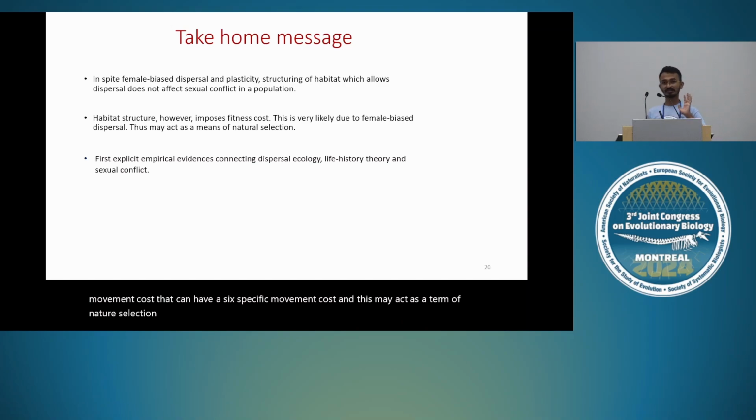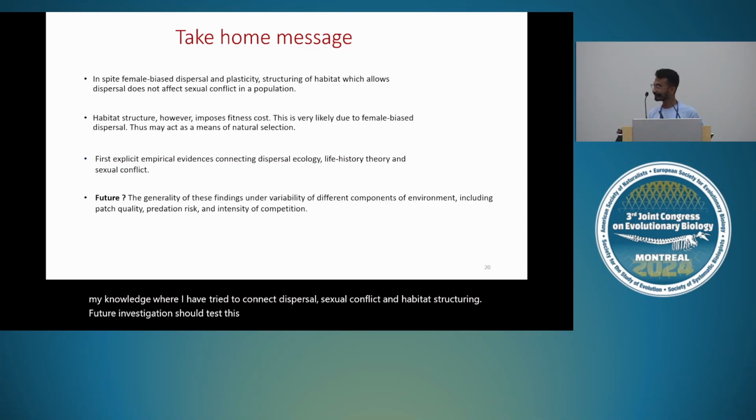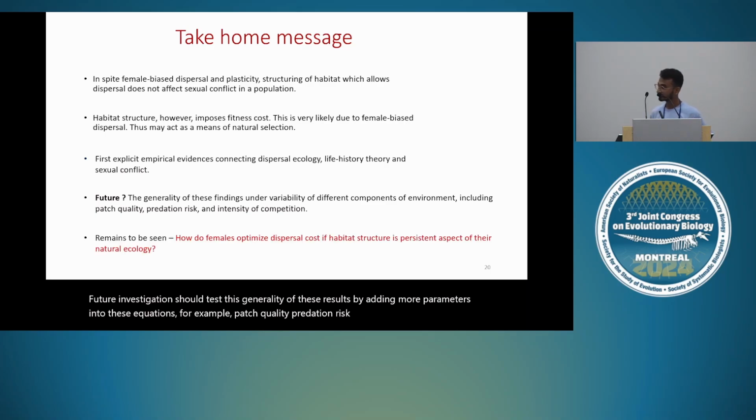So this is the first experimental evidence to my knowledge, where I have tried to connect dispersal, sexual conflict, and habitat structuring. Future investigation should test the generality of these results by adding more parameters into these equations, for example, patch quality, predation risk, or competition. What would be really interesting to see is, if that structuring and that movement cost is a persistent aspect of natural ecology, what are the long-term consequences? How do the females evolve?